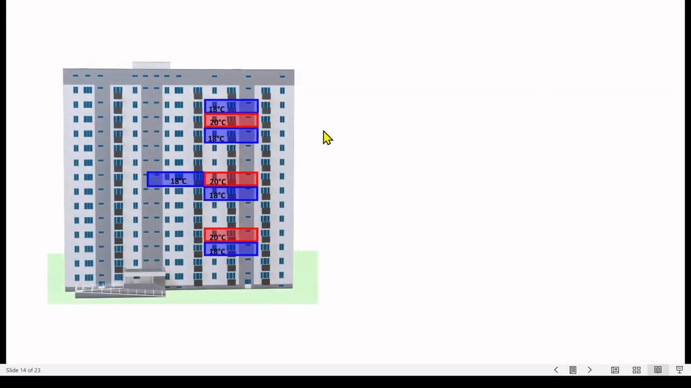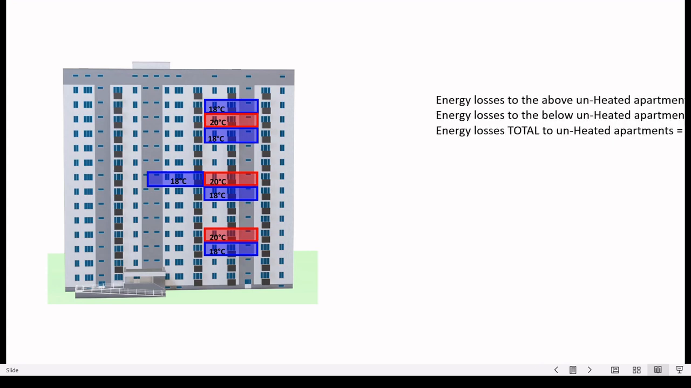Now we will analyze three situations. An apartment heated at 20 degrees with two unheated apartments, upper and lower. Another situation heated at 20 degrees with lower and lateral. And another, 20 degrees and down 18 degrees unheated apartment.